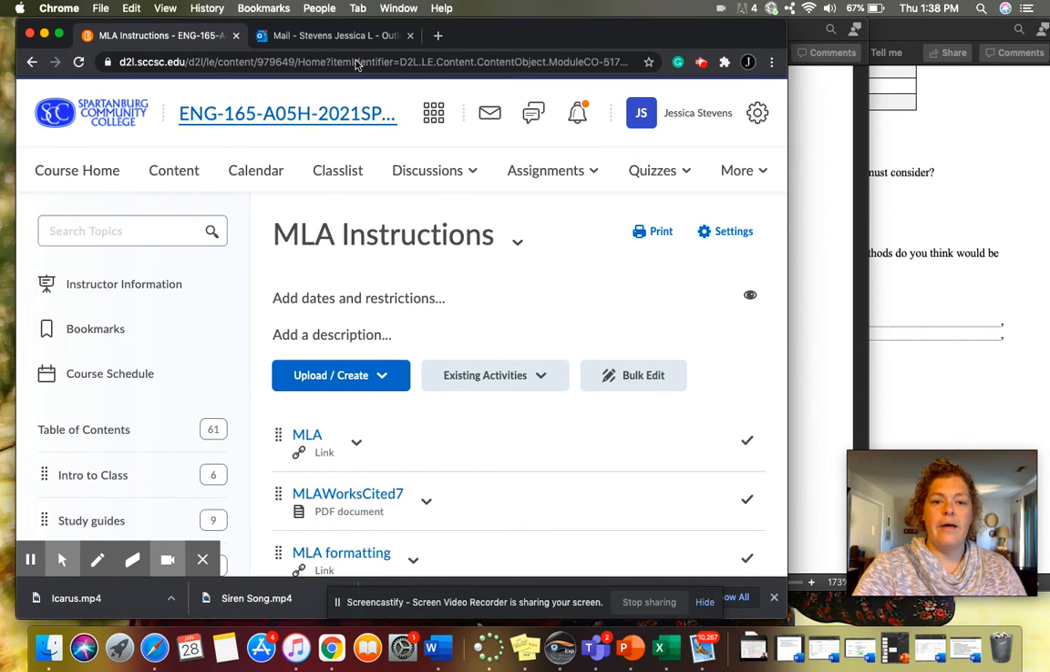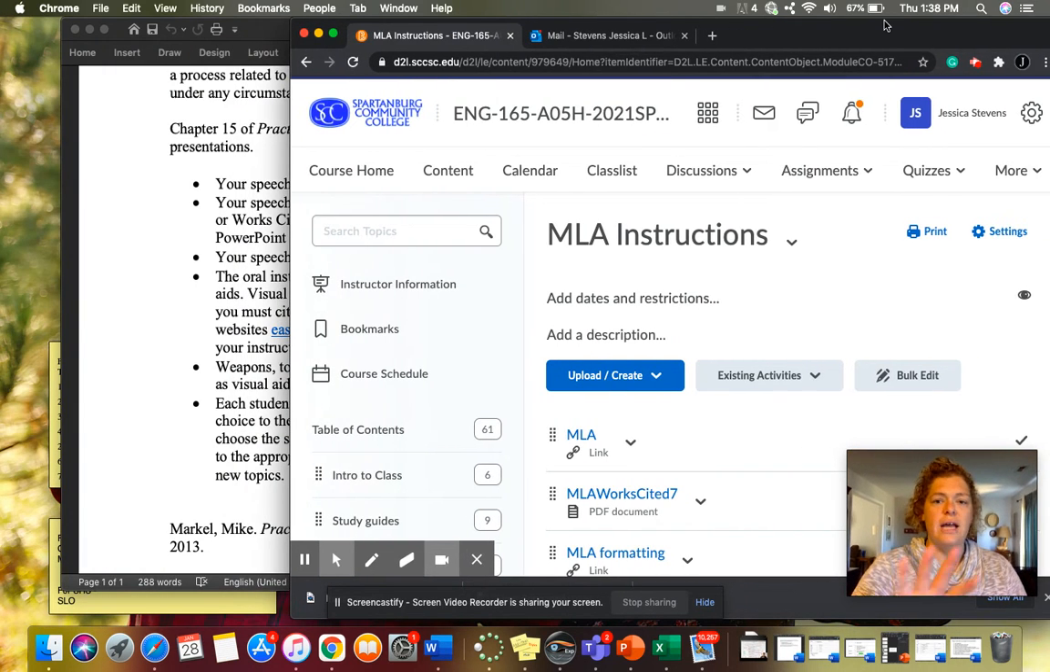Again, we'll come back to MLA. I'll walk you through CitationNet, EasyBib. I think Citation Machine is another good one. Really great resources that help you. Once upon a time, you had to memorize MLA. We don't have enough brain space for that, y'all. You got other things you need to remember. Let the internet help you.